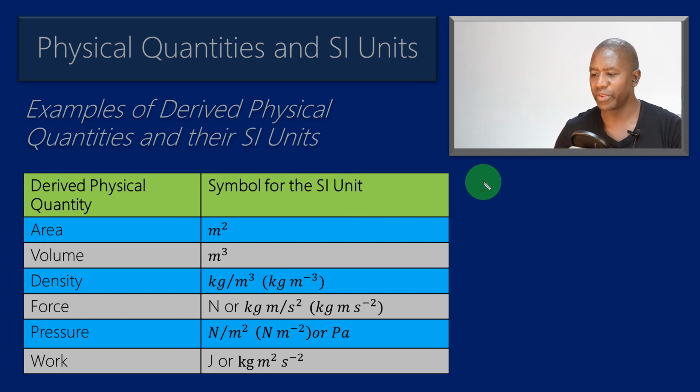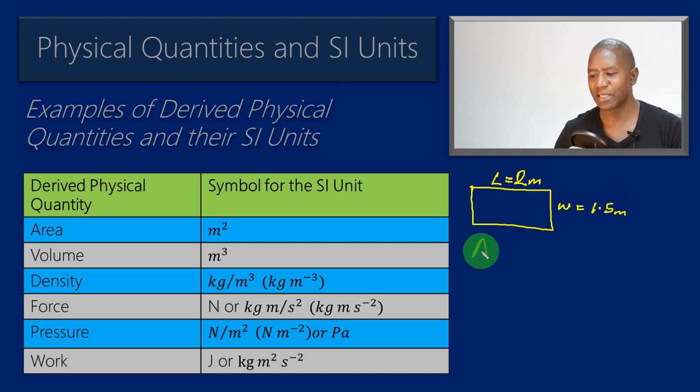And I'm going to start with area. Suppose you are given a shape like this. Area is a measure of surface. So this surface has got a length, let's say, of 2 meters and a width of 1.5 meters. You will obviously agree with me that the area or the measure of this surface is given by length times width.